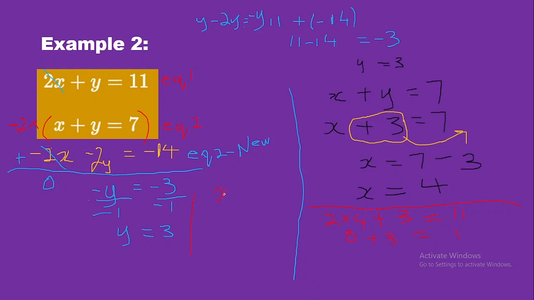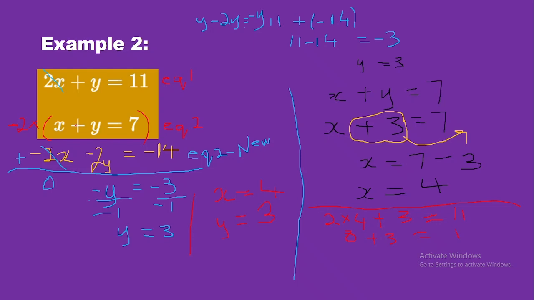So x now is equal to 4, and our y now is equal to 3. So we got our answer correct. So as I told you, I worked it out this way. I did have to do it this way.